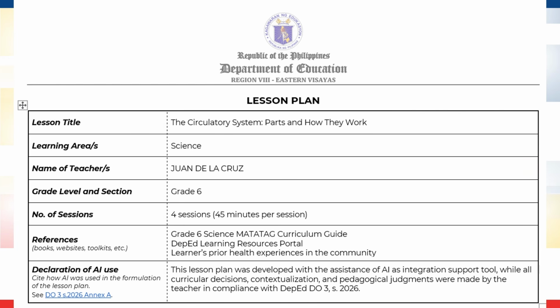You have the curriculum guide, the budget of work, the DepEd Learning Resource Portal, the learner's prior health experiences in the community, and the declaration of BIUs. Based on the DepEd Order Number 3, Series of 2026.